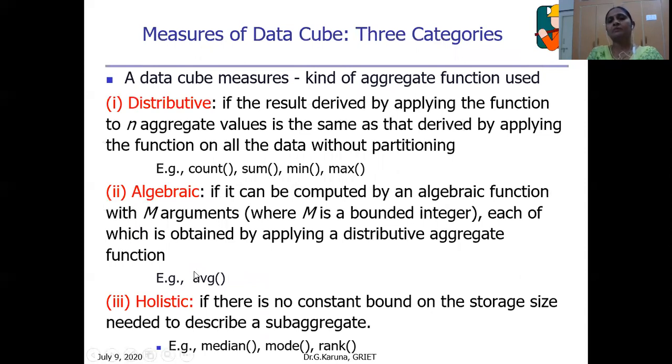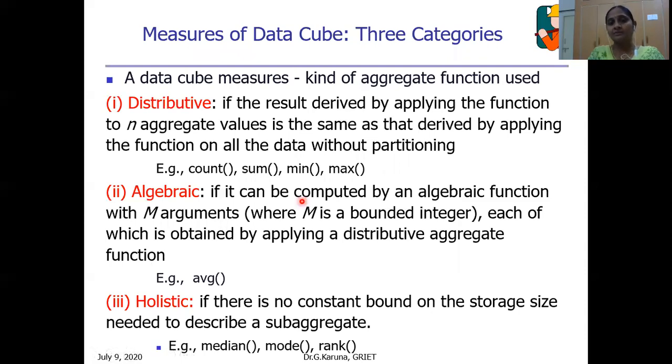There are 3 popular measures for a data cube. Those 3 are distributive, algebraic, and holistic. Distributive is when the result is derived by applying the function to n aggregate values; it can be applied to the entire data of the data cube, for example count, sum, minimum, and maximum. Algebraic measures can be computed by an algebraic function with m arguments.